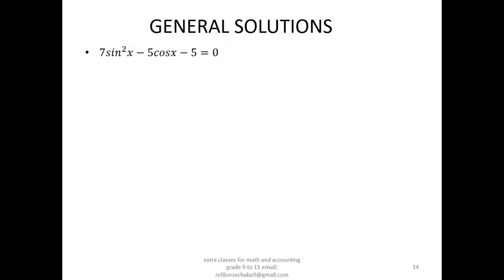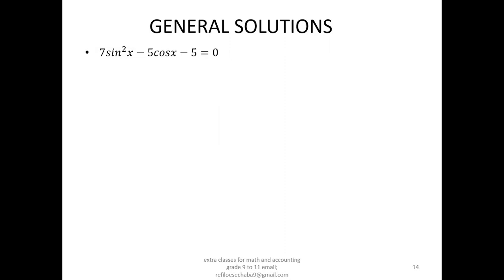Let's check this one here. As I've said in the previous video, we've got 7 sine squared x minus 5 cos x minus 5 is equals to 0, which works out perfectly for us because that 0 makes things easy. It means that everything has been isolated. All we have to do is make sure that we work with the same ratio at least.